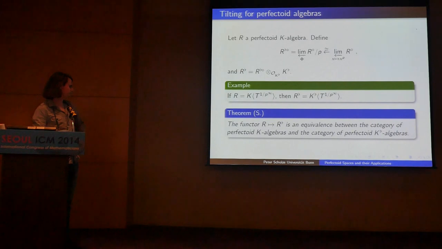And so a theorem that I found very surprising when I realized that this has to be true is that this functor is actually an equivalence of categories between the category of perfectoid algebras on one side and the category of perfectoid algebras on the other side. So to me, it came totally unexpected that it is even possible that there are some objects in characteristic 0 and some objects in characteristic p which are literally equivalent. But once you realize that this has to be true, it's actually also not so hard to prove.